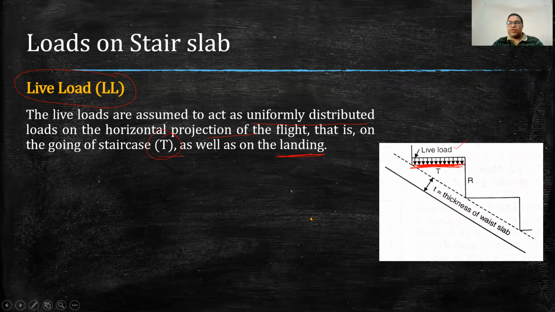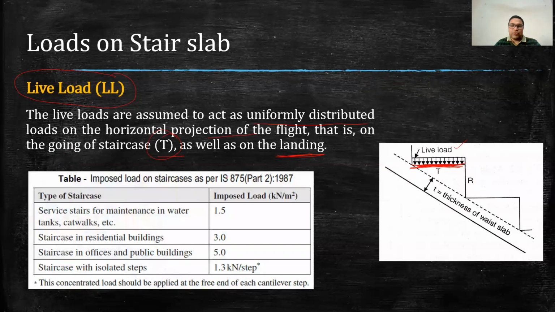Now the value of live load is dependent on the type of staircase, the location of the staircase, whether you are using it in a commercial building, an assembly building, an institutional building or a private building. Depending on that we can have different load for each category. As per IS 875, which is basically for the live load calculation, a different live load is mentioned for different types of building.